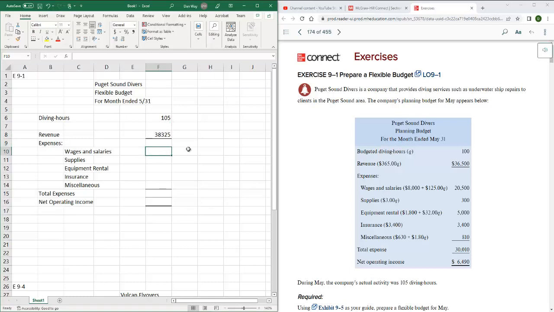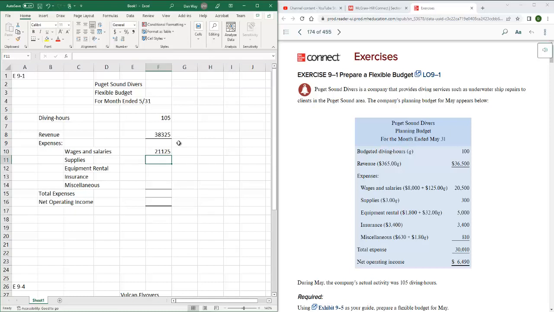$38,325. Now, wages and salaries we saw in the planning budget was a mixed cost, right? There's a fixed component, $8,000, maybe salary for the company owner, manager, whatever, plus $125 per diving hour. So in our flex budget here, we're just going to flex that to the actual level of activity again. So we'll have the fixed wages and salaries of $8,000 plus $125 per diving hour, again times those 105 actual diving hours. $21,125.